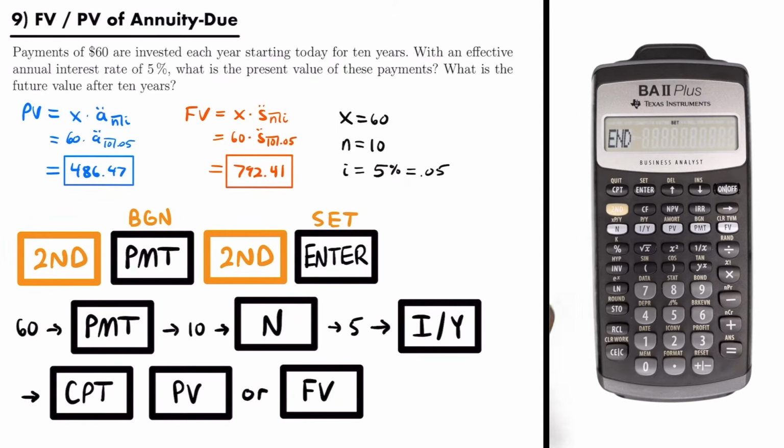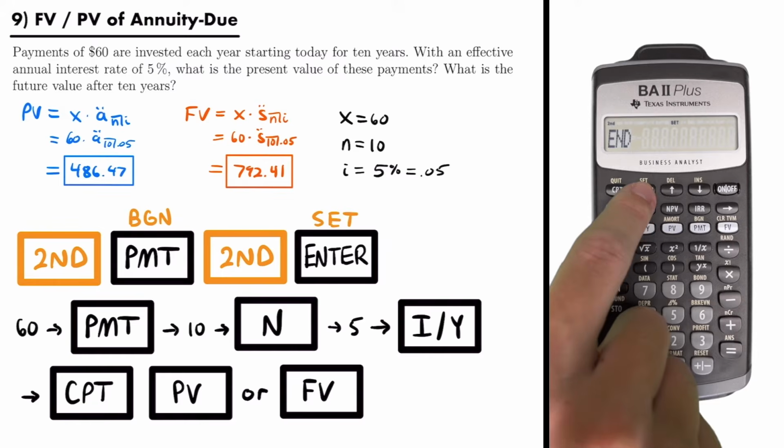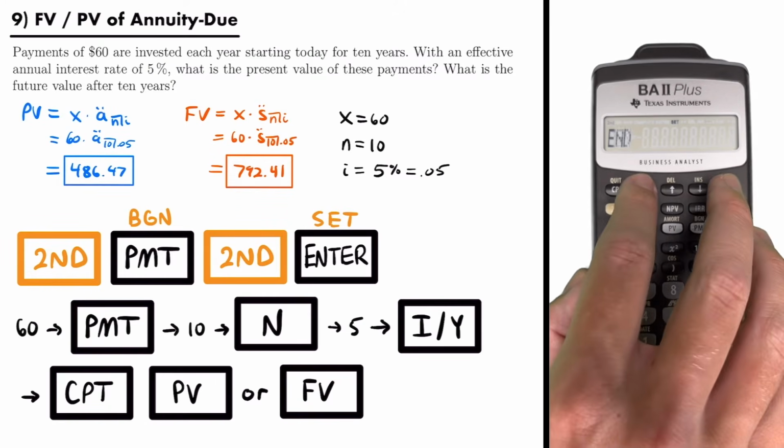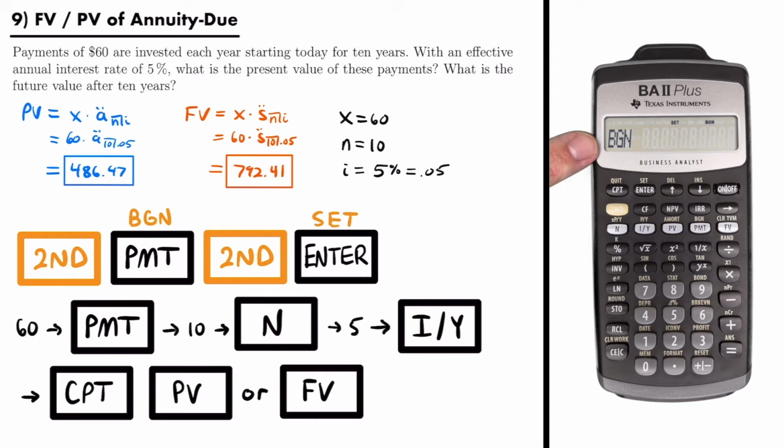However, if we hit the second button again, and then we hit the enter button where it says set above it, that is going to change that to the beginning, right? BGN means beginning, and so now it is assuming that when we calculate an annuity, that the payments are made at the beginning of the period, not the end.